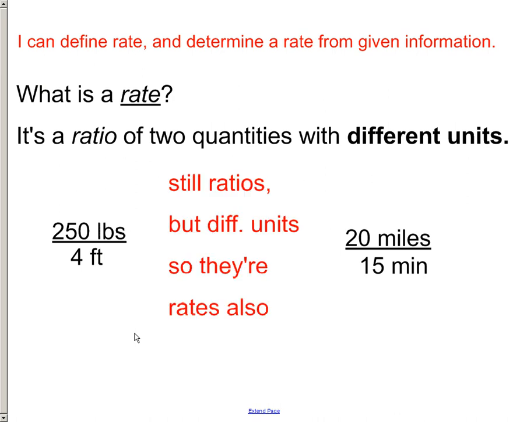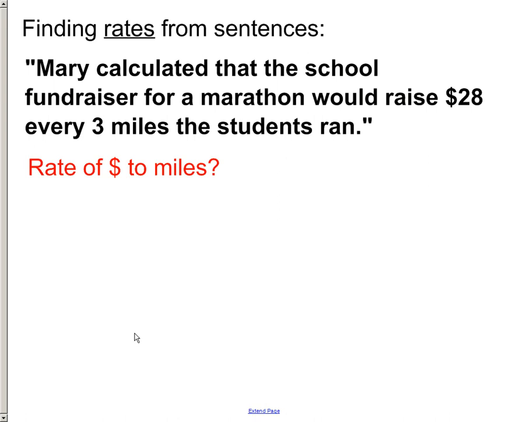Now, moving on, let's take a look at some problems here. Let's make some rates from some word sentences, word problems. Mayor calculated that the school fundraiser for a marathon would raise $28 for every 3 miles the students ran. So find the rate of dollars to miles.